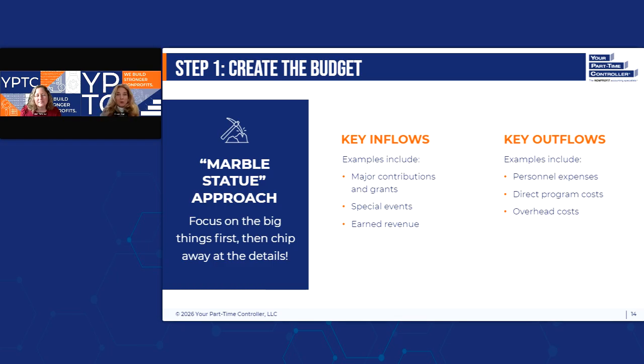You only have so much time and resources to plan and draft that budget. So we actually recommend taking a step back first, think big picture, get the major pieces in place, and then chip away at the details later. At YPTC, we call this the marble statue approach. Start simple. Look at your major inflows and outflows. Your inflows are your main revenue categories. Your outflows are your major expense categories.